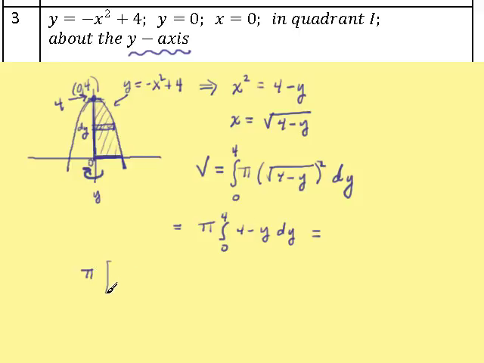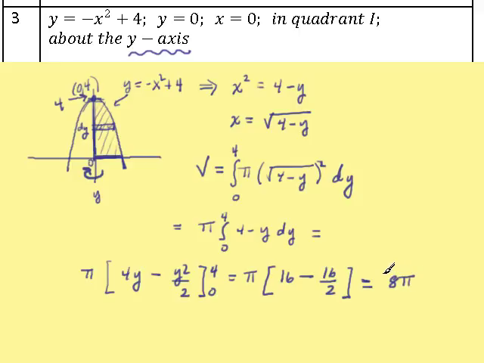Okay, and now let's integrate. Integrating 4, we get 4y, and integrating y, we get y squared over 2. And we're integrating from 0 to 4. So here, substitute in 4, we have 16 minus 16 over 2. And substitute in 0, and we have 0. All right, so here we get pi times 16 minus 8, or 8. So this is a volume of 8 pi.